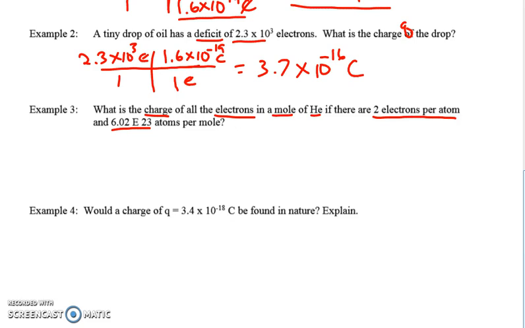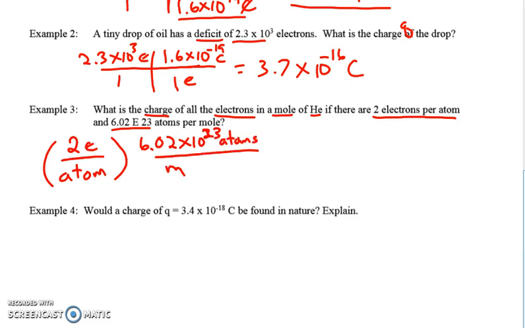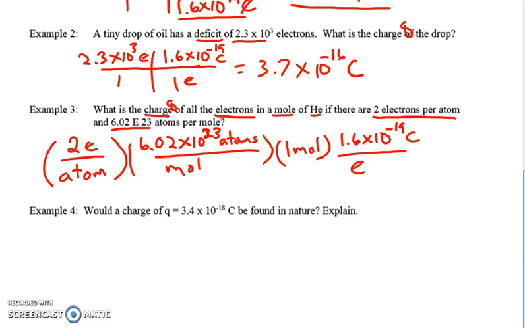So I'm going to start with what I know about the helium atom. I know that I have 2 electrons per atom, right? And I know that there are 6.02 times 10 to the 23 atoms per mole. What else do I know? I have 1 mole. And then the last thing I know is I want to know how much charge, Q, so I know that there is 1.6 times 10 to the negative 19 coulombs per electron. Okay, there's that very important conversion factor.